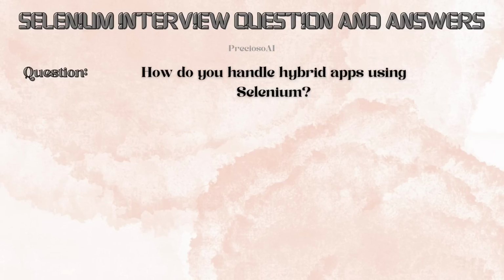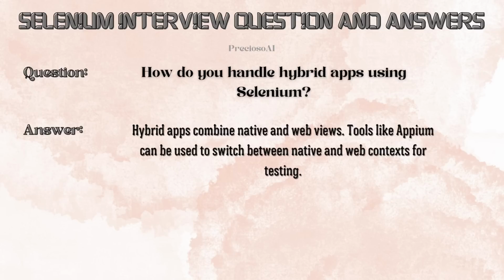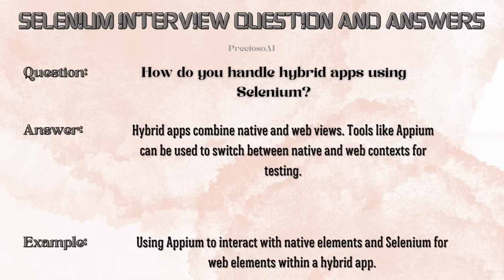Next question: how do you handle hybrid apps using Selenium? And the answer is hybrid apps combine native and web views. Tools like Appium can be used to switch between native and web contexts for testing. For example, using Appium to interact with native elements and Selenium for web elements within a hybrid app.